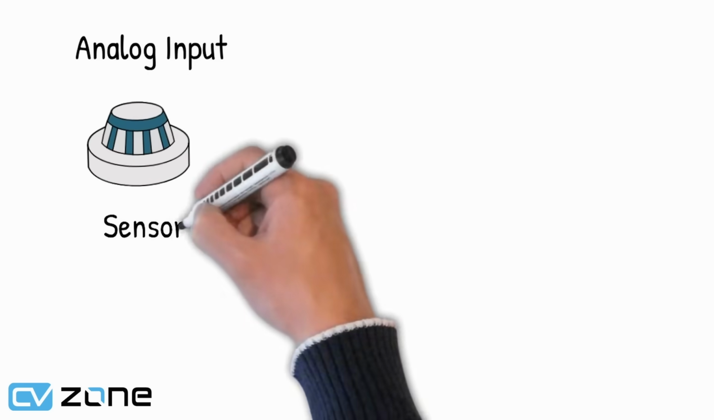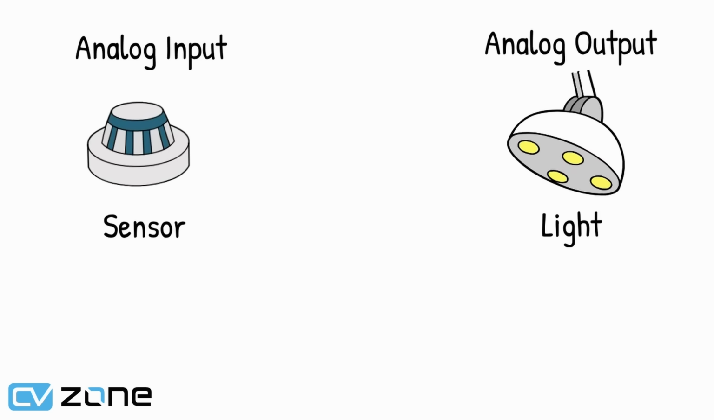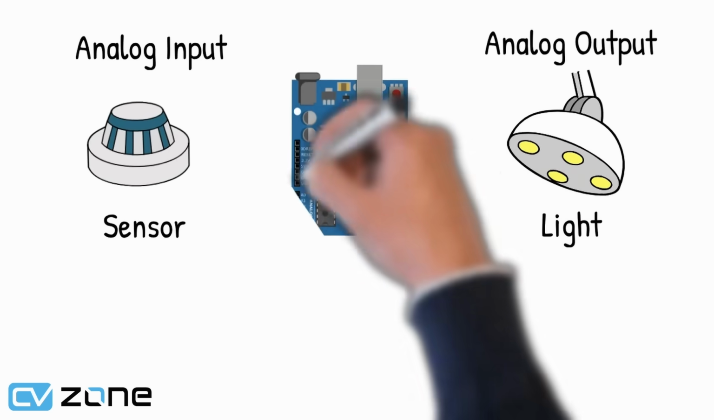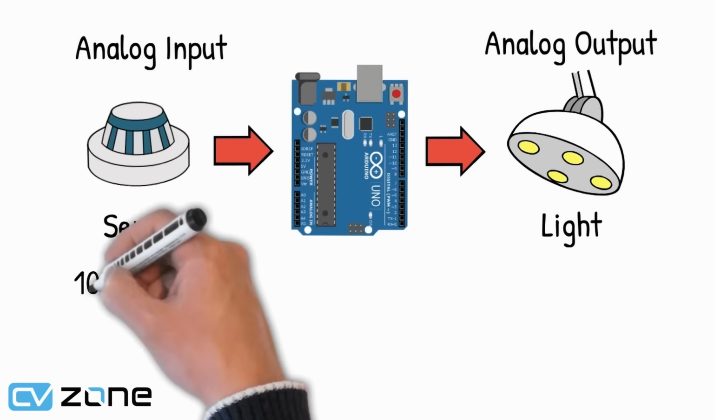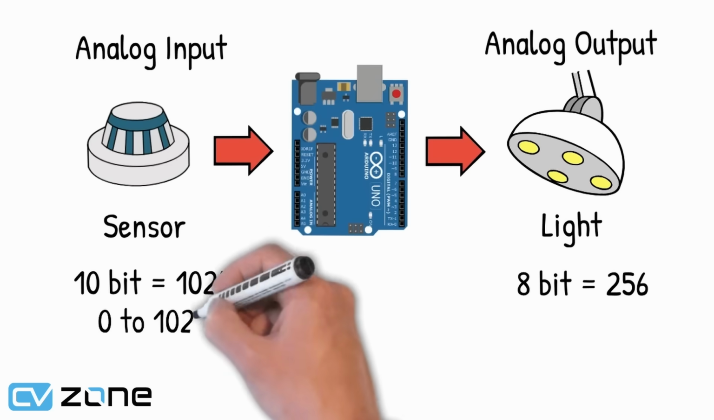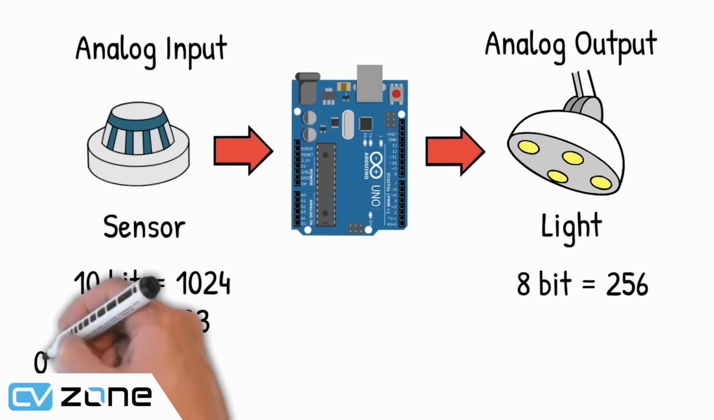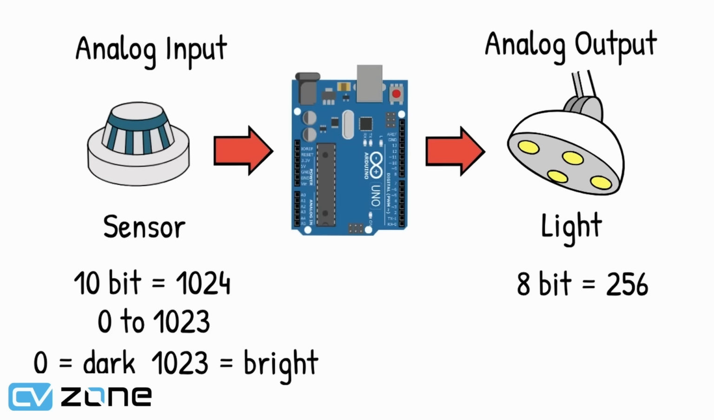Coming back to our automated headlight example, we have an analog input in the form of the light sensor and analog output in the form of a light. Now this time we will use the Arduino controller to run the system. For analog input, Arduino uses a 10-bit value, and for analog output, it uses an 8-bit value. So this means for our light sensor, we get a range of values from 0 to 1023. So 0 would mean dark, and 1023 would mean fully bright.